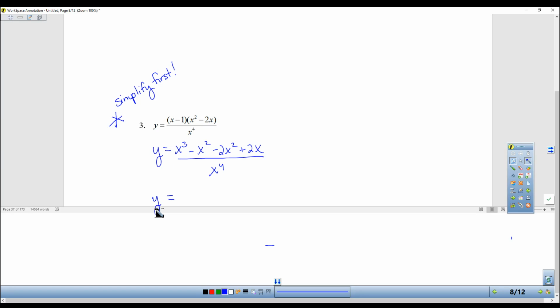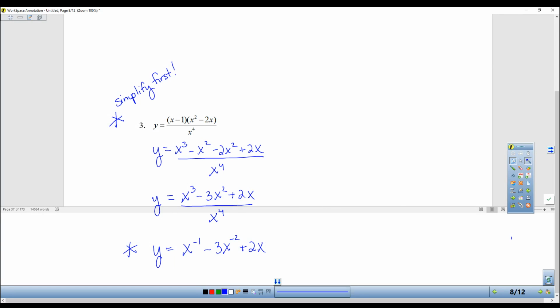Notice I keep writing y is equal to. Your labeling is going to be very important to me because at some point you're going to change it to y prime is equal to. So this is going to give me x cubed minus 3x squared plus 2x. So what I can do is I can factor out an x and cancel it, but even better, this is the key step, I would divide each of them by x to the fourth. So I would make this x to the negative 1 minus 3x to the negative 2 plus 2x to the negative 3.